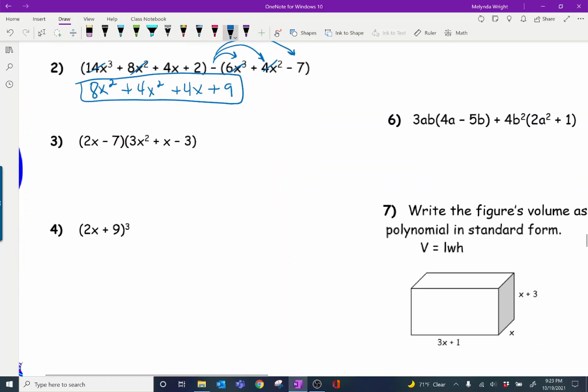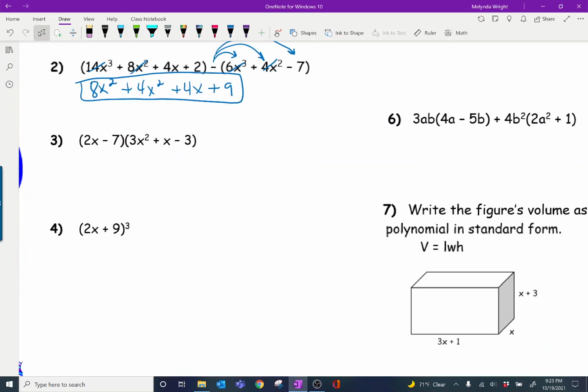Moving on along, now we've got multiplication. This is the way that I would like to do it. You can certainly multiply in whatever order you want to, but we just need to end up with the same answer. I'm going to take the first term and multiply it by all the terms in the second. So I've got a binomial times a trinomial, just practicing our vocabulary. So 2x times 3x squared is 6x cubed. 2x times x is 2x squared. 2x times a negative 3 is negative 6x.